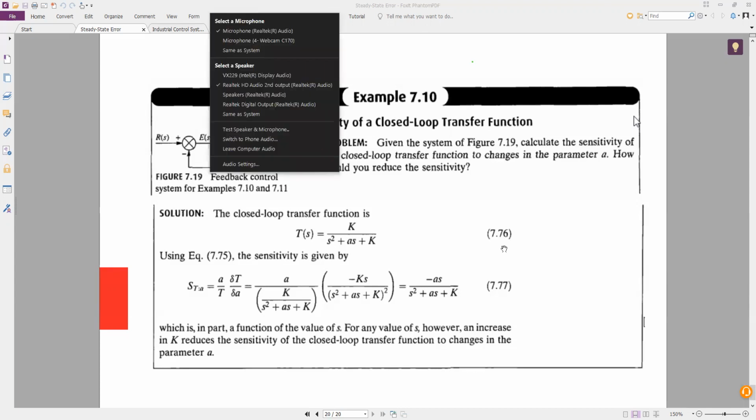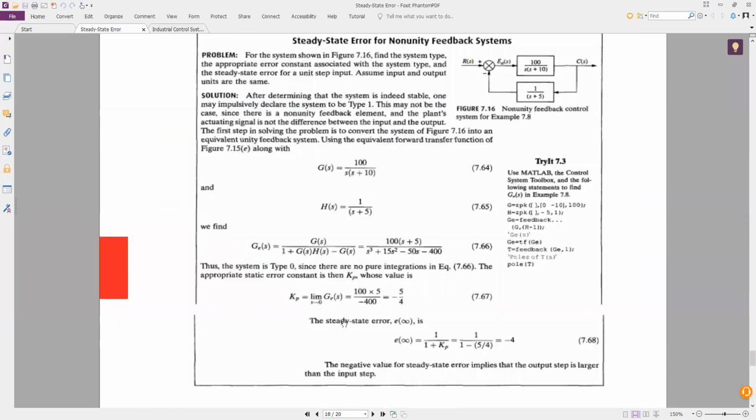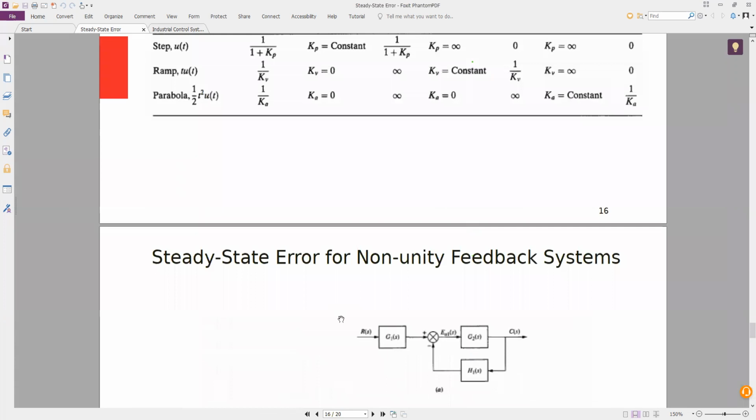So this is all for chapter 7. That's all for chapter 7. So chapter 7 has been finished.